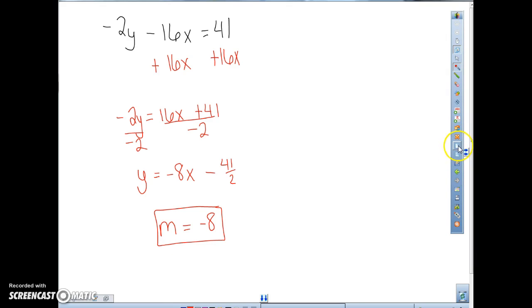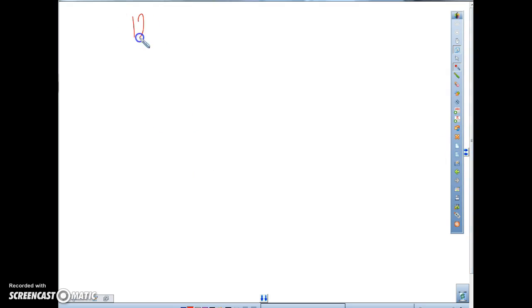Okay, let's do one more. And I think after you write this problem down, you should pause it, put it in slope-intercept form, find the slope, and then push play again to verify this answer.